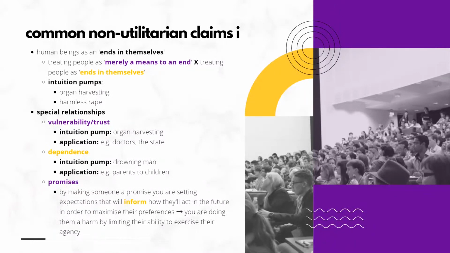So again, this is, I think, similar to the mechanism about vulnerability or trust, but applies a little more generally and a little differently. Here, I just want to give a kind of analytic justification. When you make someone a promise, you set expectations for what they can expect from you in future. And those expectations inform how that person will act in future in order to maximize their own preferences.